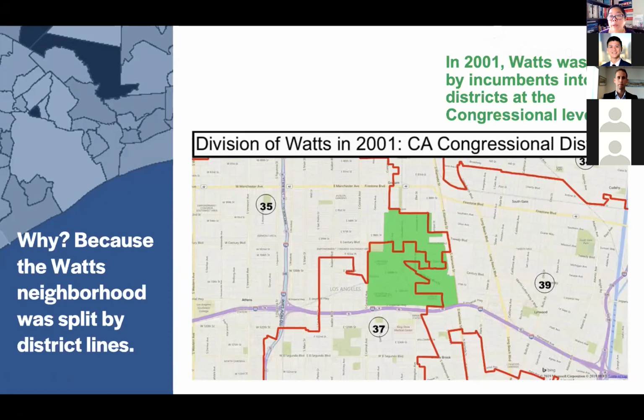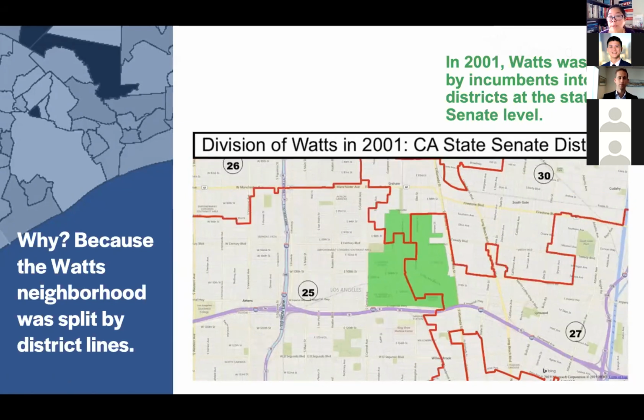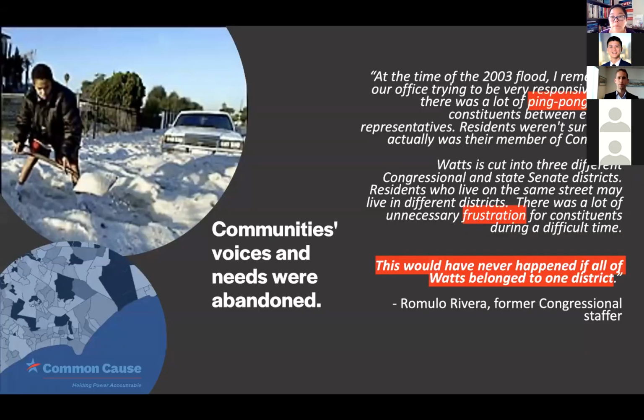Unfortunately, that split was replicated not only at the congressional level, but also, next slide, at the state Senate and state assembly level. So when this community that was crushed by a freak hailstorm went to ask for aid, they were told that they couldn't be helped. Next slide. In fact, we talked to one of the congressional aides who was working for a congressional member at the time, and he remembers the heartbreaking meeting, couldn't help these residents. And he said, this would never have happened if Watts belonged all in one single district.